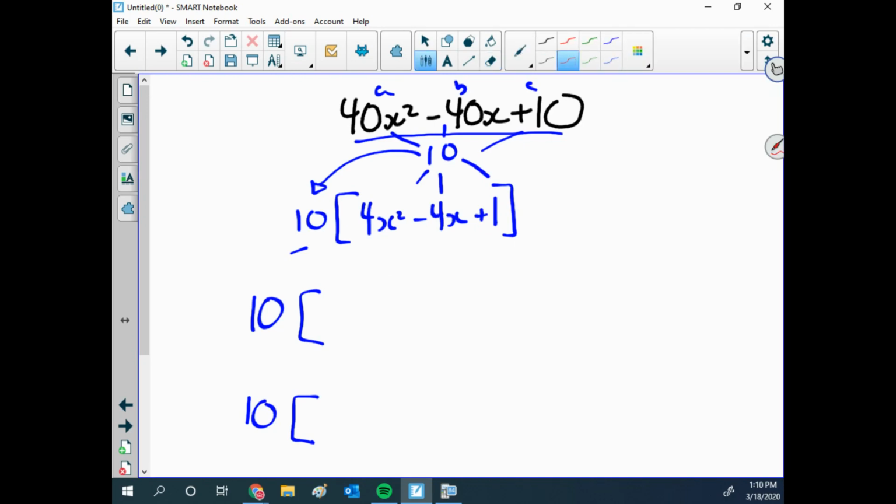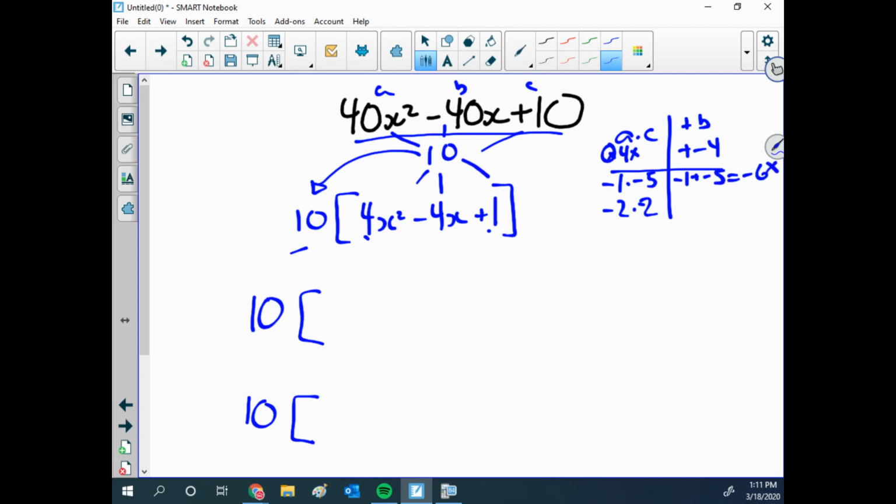So I'm looking for two numbers that multiply to a times c and add to b. So two numbers that multiply to 4 times 1, which is 4, and add to negative 4. The numbers that multiply to positive 4 but would give me a negative sum would be negative 1 times negative 5 and negative 2 times negative 2. When these add together, negative 1 plus negative 5, I get negative 6. So it's not these numbers. But negative 2 times negative 2 is going to give me negative 4. So I'm going to split the middle term into those two numbers.